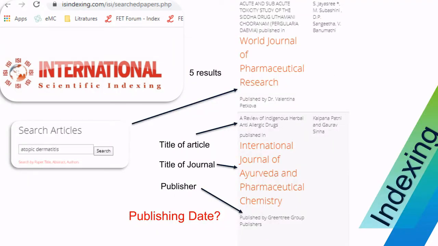Similarly, if we search for articles on atopic dermatitis it gives us 5 entries. That includes many details which you can see in this slide, but it does not tell us when these articles were published. You should have also noticed that the number of search items for atopic dermatitis is very low, only 5 entries. Why is it like that? Did something click in your mind? Because it is mainly a journal index, not an article index.